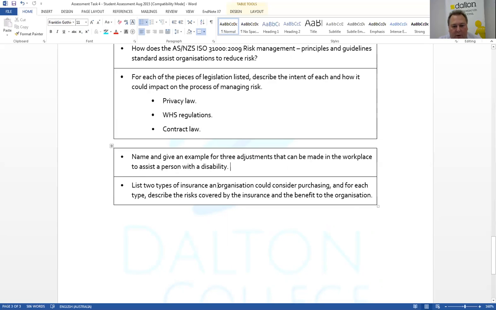There's two types of insurance an organisation could consider purchasing, and for each type describe the risks covered by the insurance and the benefit to the organisation. Well, one could be public liability, so your employees are covered in the event of a workplace accident. Another insurance could be intellectual property, protection, copyright, patent, and so on. So that's another kind of insurance as well. Something for you to think about.